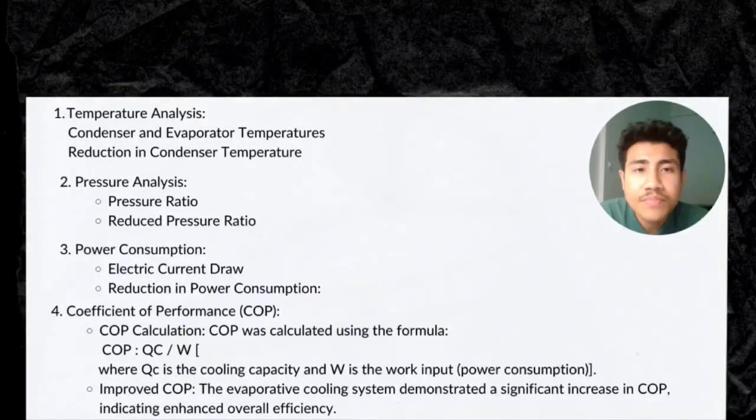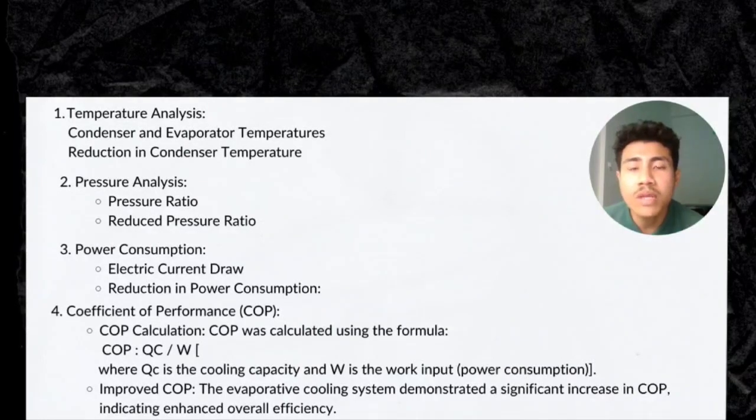Next we go to the temperature analysis. From it, we take the temperature at the compressor and condenser exit to assess the effect of evaporative cooling. And from the reduction in condenser temperature, it will indicate more efficient heat rejection. Second, pressure ratio. It will take the compressor and condenser exit to calculate the pressure ratio. And from the reduced pressure ratio, it will indicate the reduced compressor workload.